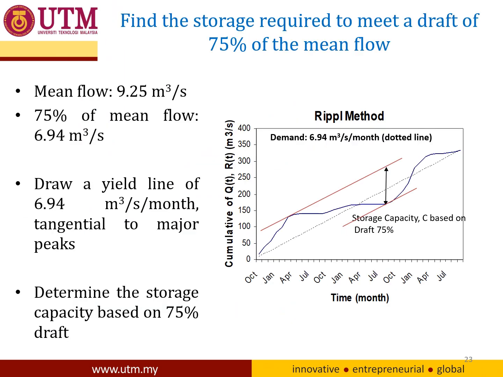So what if the demand is different? For example, here it says 75% of the mean flow is the draft. Draft is demand. So this will change. Okay, this dotted line, the demand line, will change. So if the demand line changes, it may also change this gap. So this may also be changed. So it depends on the demand line. So your storage capacity will be different.